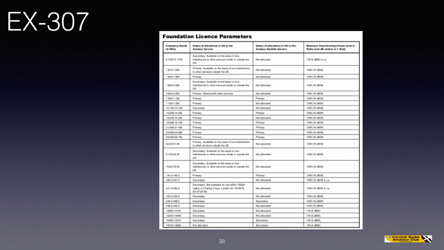And it's called the X307. You can download it from the RSGB. This might be updated from time to time. Have a look for the latest version on the RSGB website. So here we have then foundation license parameters. Let's go through the X307 and see what we've got.